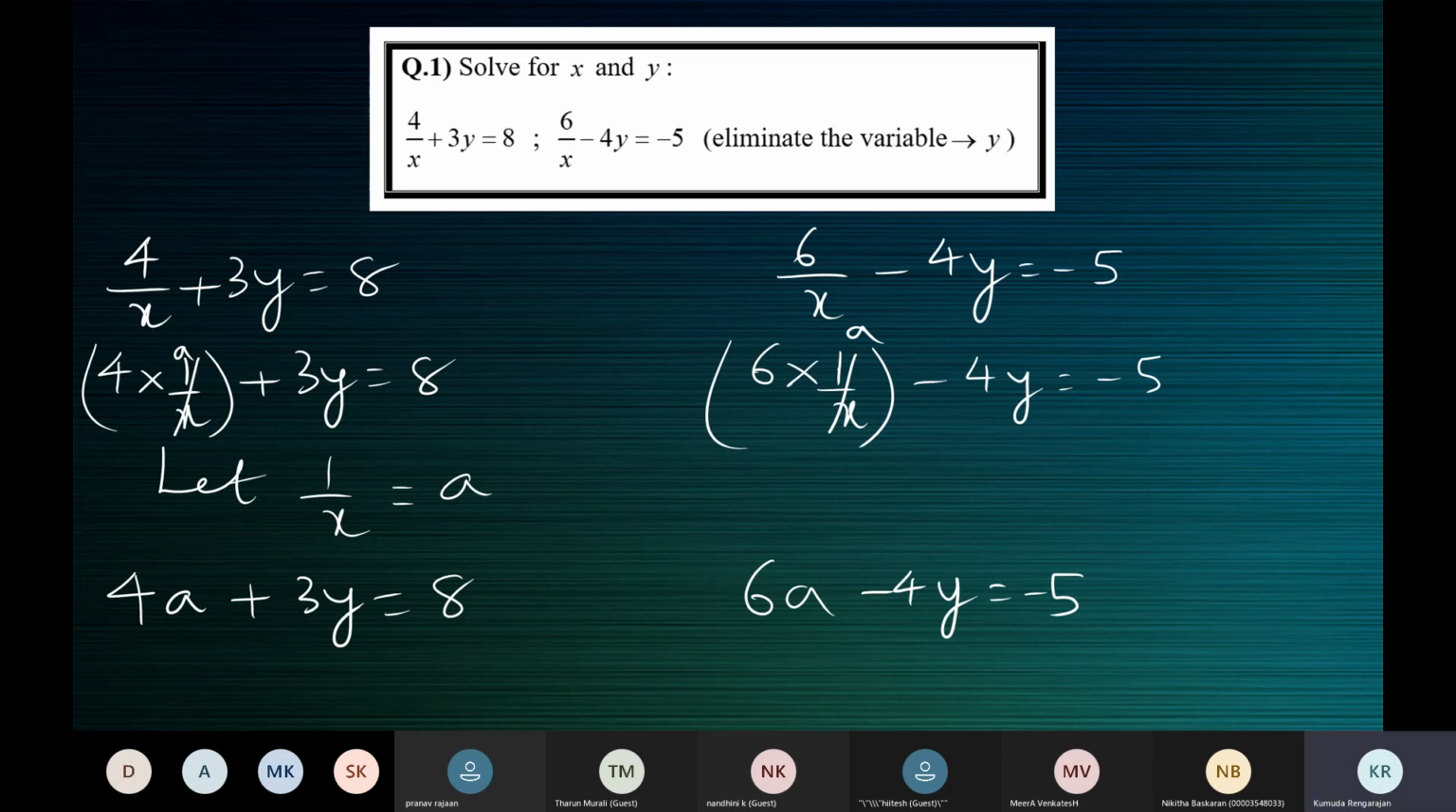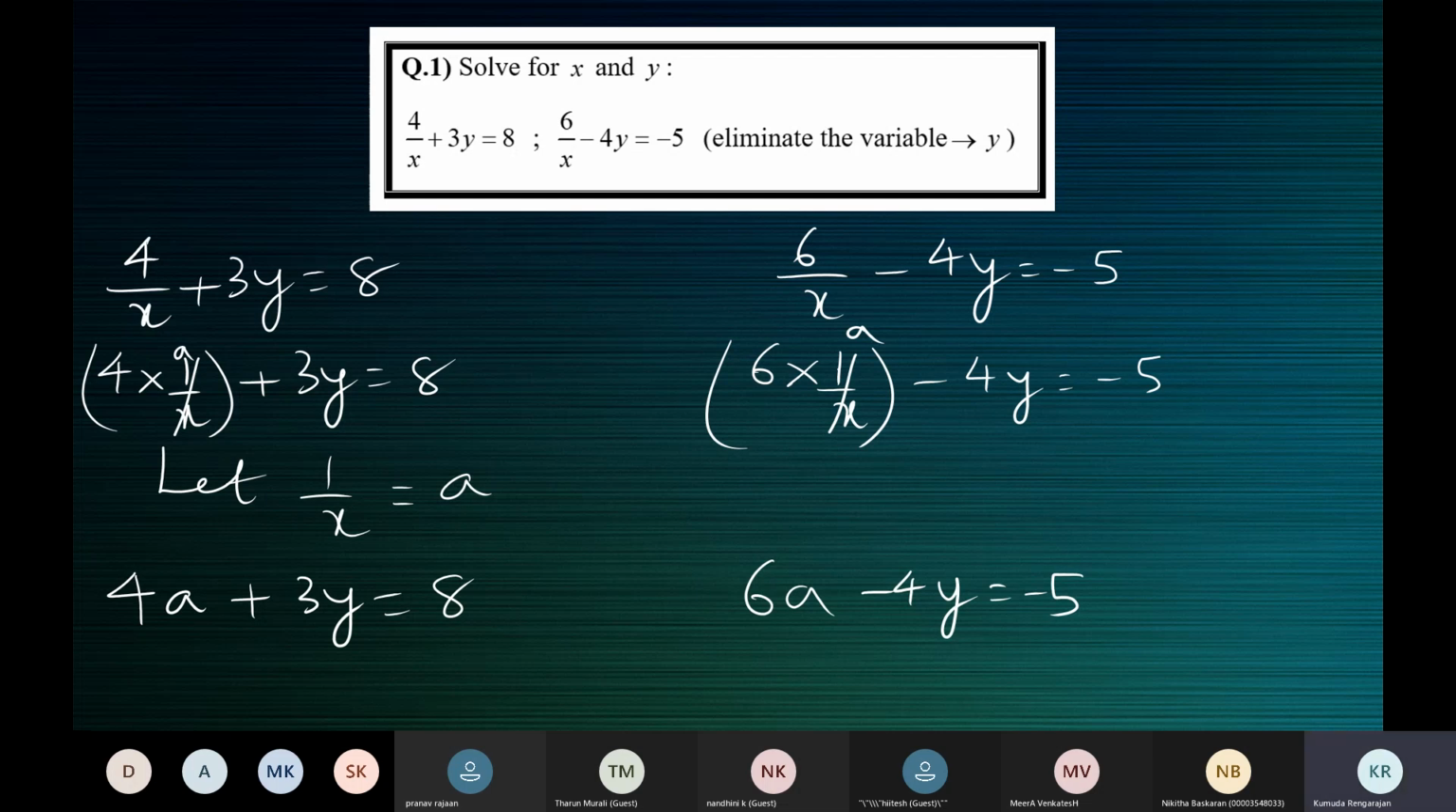Now you can use any method, but I have asked you to eliminate the variable y. That condition will not be mentioned to you. You will just be given the equations and asked to solve for x and y. They will not give you any specific instruction like eliminate the variable y. I have just given you that so that we practice doing it in all the ways.